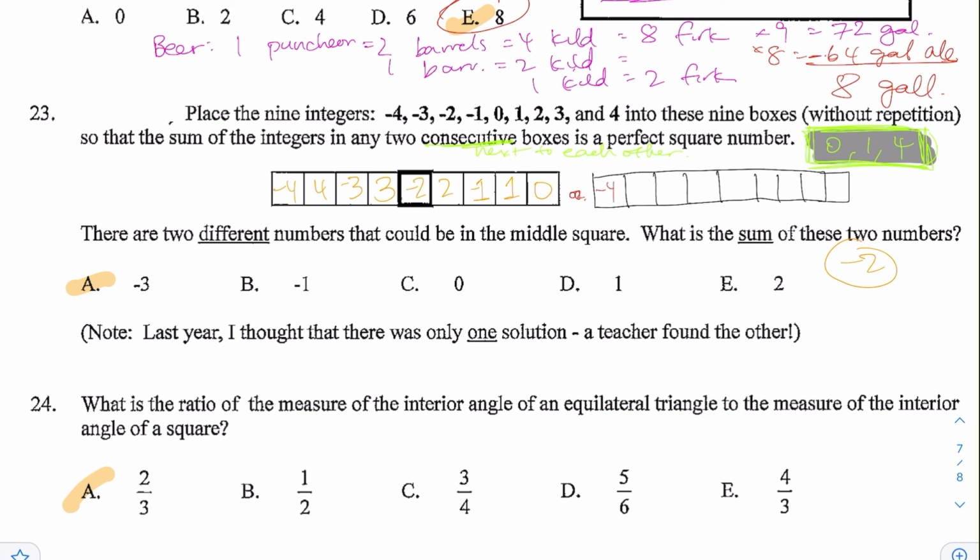So if you start with -4 first, you have to have +4 to cancel that out. And then from here you can try putting a 0 here. And from 0 you can start with 1, then -1, and then 2 and -2, and then 3 and -3. So that would be the other one, where -1 is also in the middle. And 2 plus -1 is equal to choice A, -3.